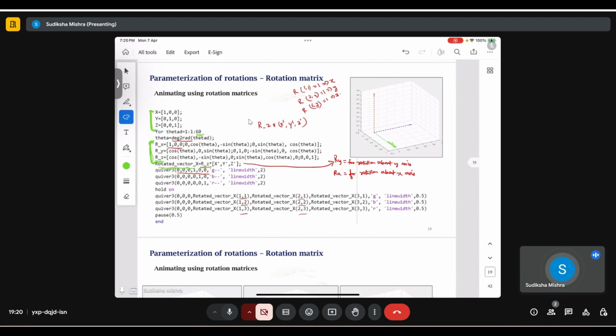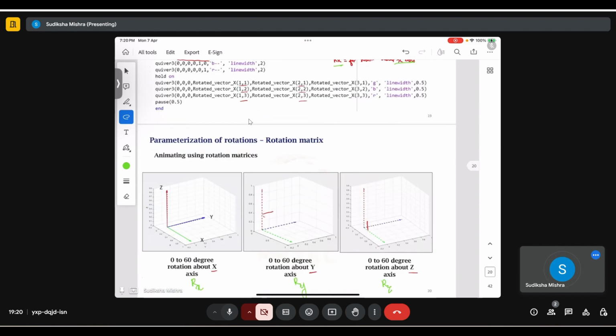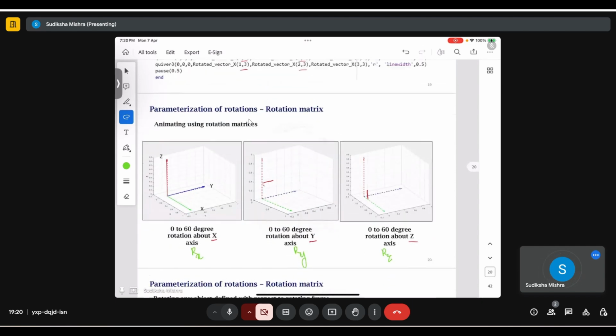If your rotation was to be about y axis, then you would use ry. If it's about x axis, you will use rx.